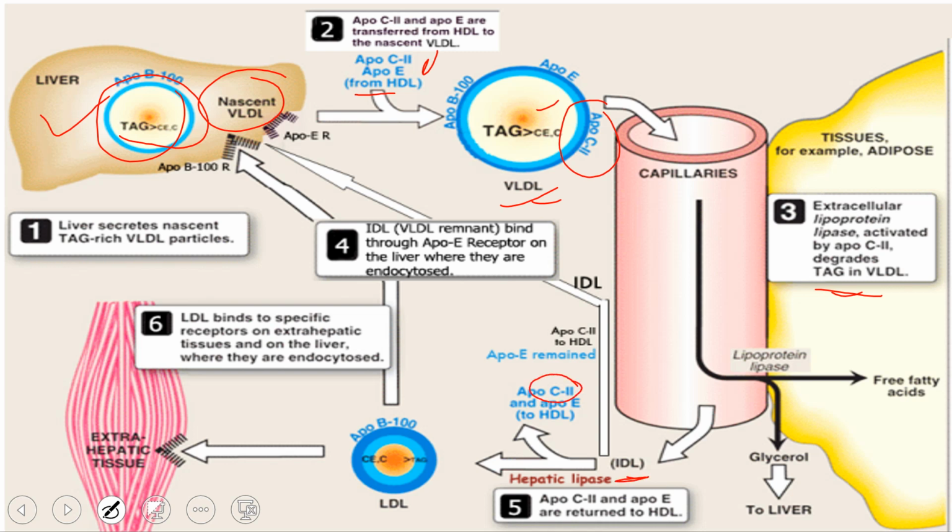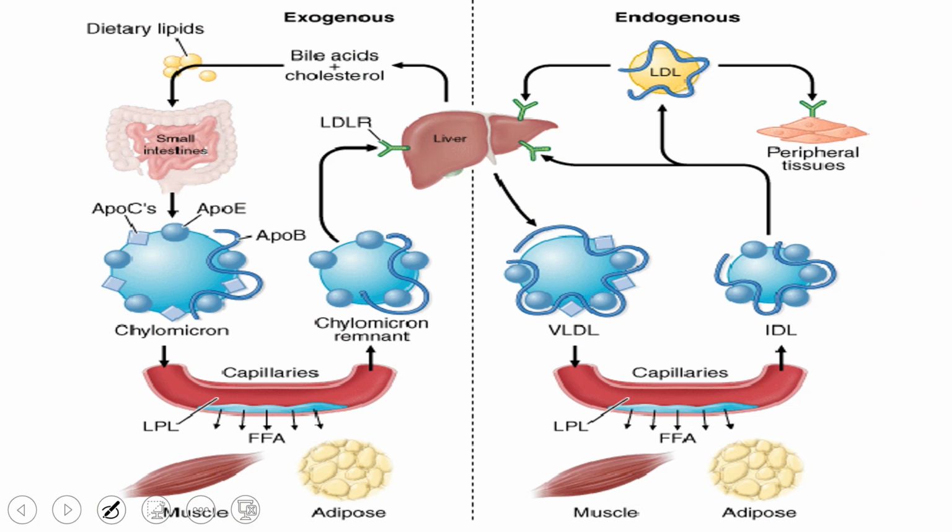This IDL goes back either to the liver, where it binds and is processed, or it will be converted into LDL by the activity of hepatic lipase. Hepatic lipase works there, C will be lost, and it will convert to LDL. So LDL has two options: either it will go to the tissue or go back to the liver. So this is the whole metabolic process of VLDL, IDL, and LDL.